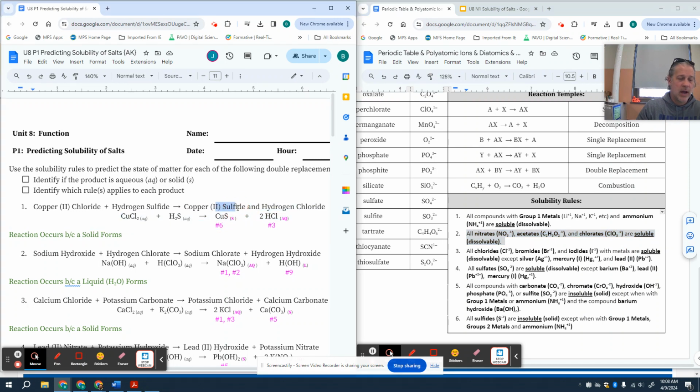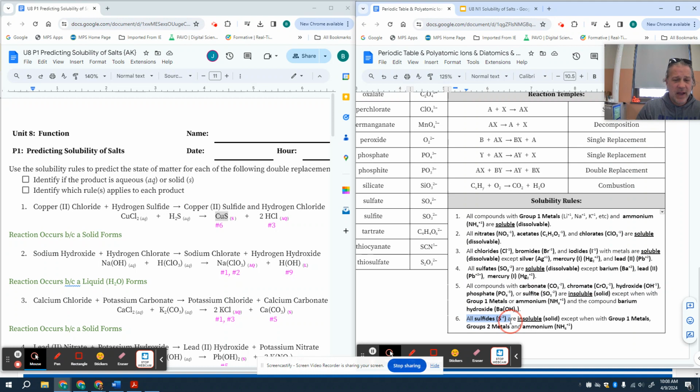Rule number 2 says nitrates, NO3, acetates, C2H3O2, and chlorates, ClO3, are soluble, and those are not present over here at all. So then we go to chlorides. Rule number 3, all chlorides, Cl, bromides, Br, and iodides, I, are soluble, and those aren't present here either. So we're going to move on to rule number 4. Sulfates, SO4, also not present over here. So we're going to move on to 5. Compounds that have carbonate, chromate, hydroxide, phosphate, sulfite are insoluble, and those are not present here. So we're going to go down to rule number 6.